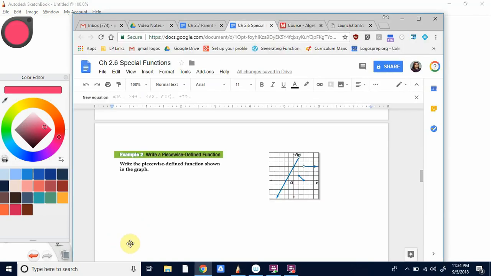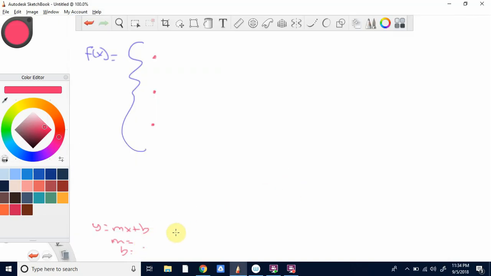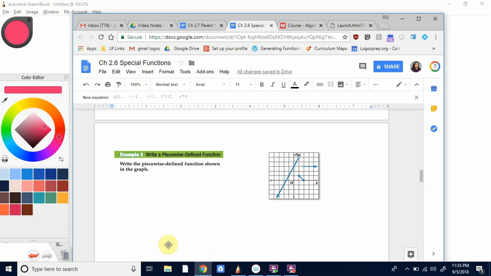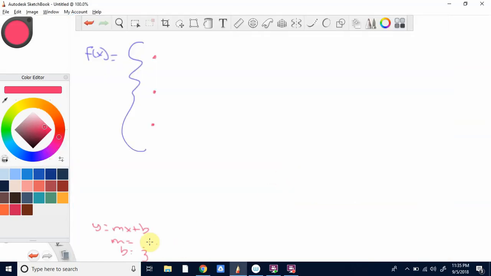So if we look at the graph, where's the y-intercept? 1, 2, 3, so 0, 3. So my b is going to be 3. And my m, my slope: I can look at it and see it goes up 2, over 1. So it rises 2 over 1, which is positive, so my slope is 2 over 1, or simply 2. So my equation is y equals 2x plus 3.